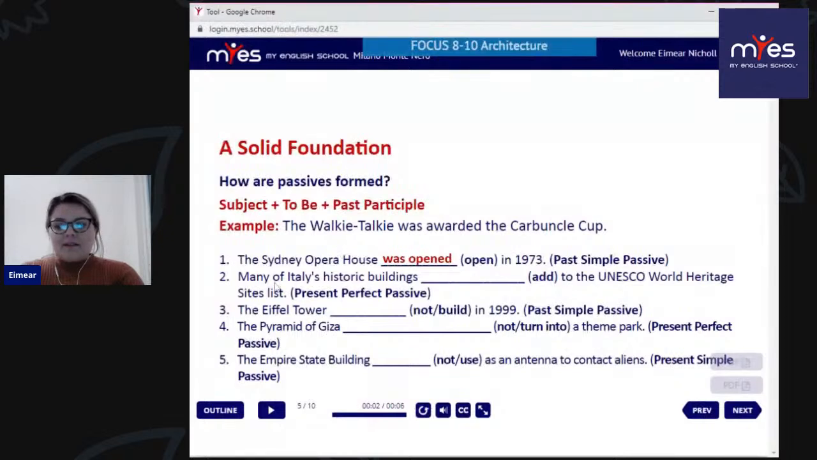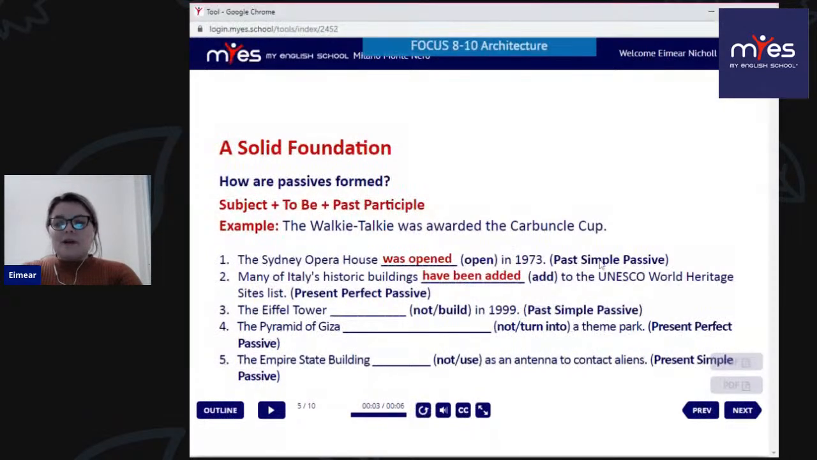Okay. Many of Italy's historic buildings add to the UNESCO World Heritage Site, present perfect passive. Many of Italy's historic buildings have been added. So present perfect passive, have been added. So we have our past participle there at the end.